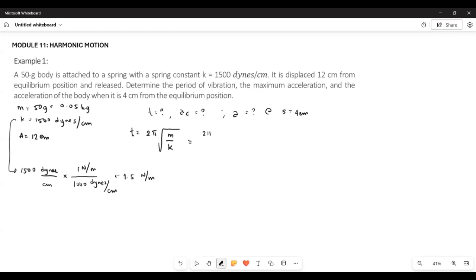So, plug in na lang natin yung values. Mag-ingat lang kayo sa sign kasi baka bigla niyo i-substitute yung 1.5 tapos dun sa formula natin, magkamali kayo. So, yung ating 0.05 kilogram over yung K natin na 1.5. So, ang value natin dyan is 1.147 seconds. So, ito yung ating period.